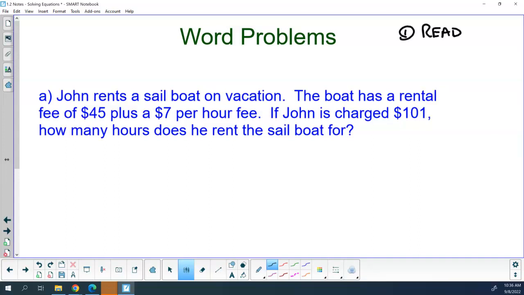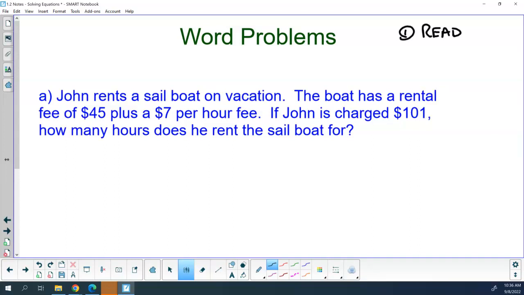So John rents a sailboat on vacation. He's on vacay, down somewhere, renting a sailboat. The boat has a rental fee of $45. So even just to look at the boat is $45. Plus a $7 per hour fee. If John is charged 101 total dollars, how many hours does he rent the sailboat for? So his final bill is $101. So we've read the problem.